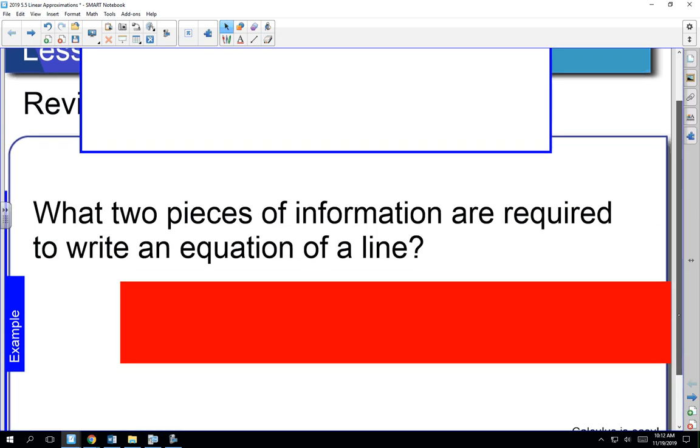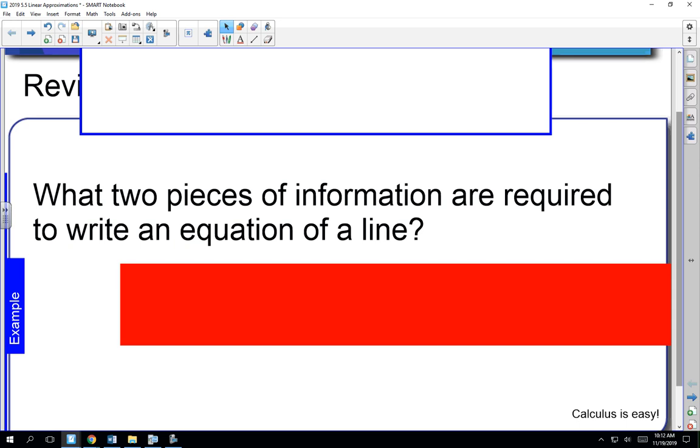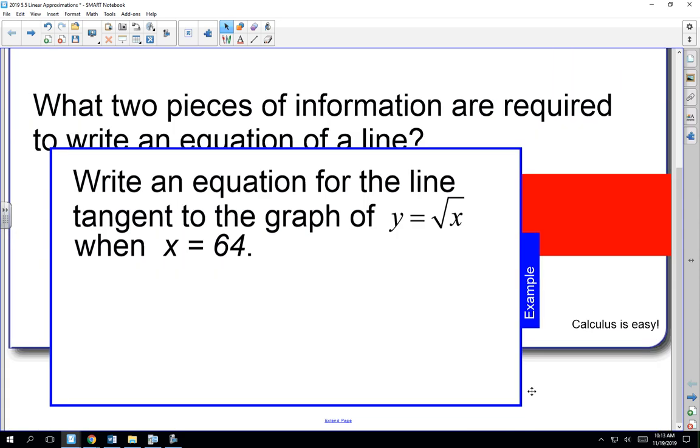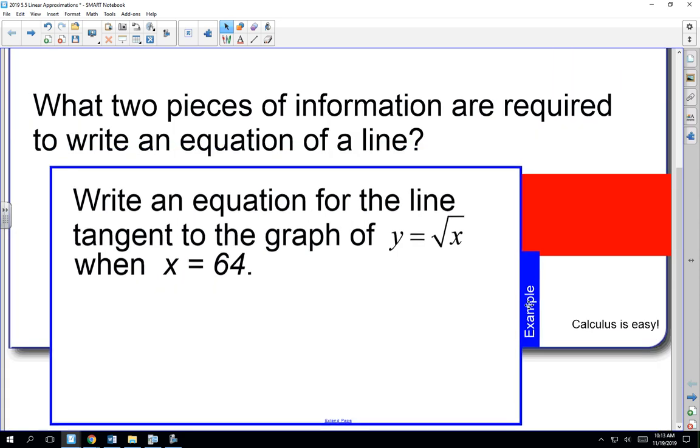So the only two pieces you need are m, right? So you need m, and you need a point. That's all you need. How do we get m when it comes to calculus? Let's think about what it would look like to write the equation for the line tangent to the graph of y equals square root of x when x equals 64.